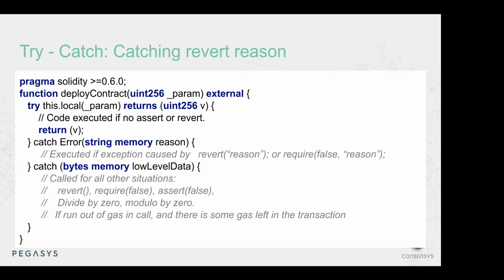So the first one, the error with string memory reason, that was for revert with reason or require where it fails with a reason. And the other is for reverts without a reason, require without a reason, or an assertion, or something that causes an assertion failure, such as a divide by 0 or a modulo by 0. Also, if you run out of gas in the call, but there's still gas left in the transaction, then you'll get to here.